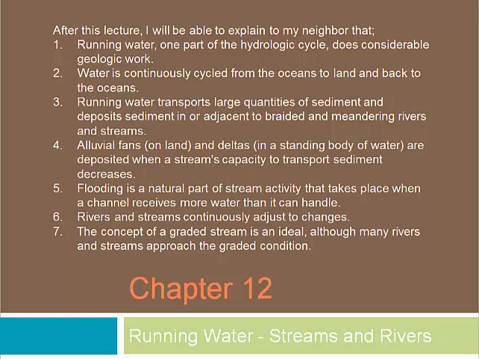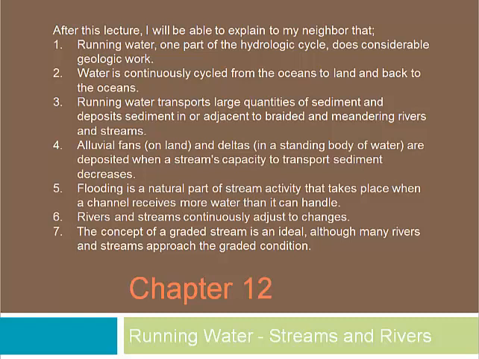When it's moving material, when the energy in the stream drops to a point where it can no longer move the material, it produces alluvial fans on land or deltas in a standing body of water, as would be lakes or the ocean. And then flooding is a natural part of stream activity that takes place when the channel receives more water than it can handle. We'll talk about the different 10, 100, and 1,000-year floods.